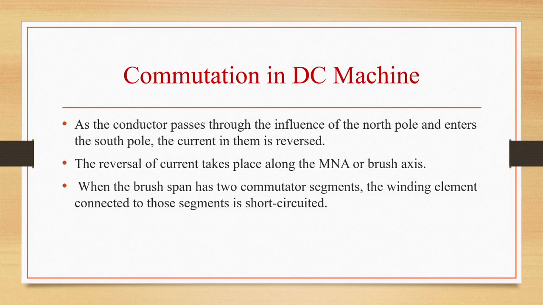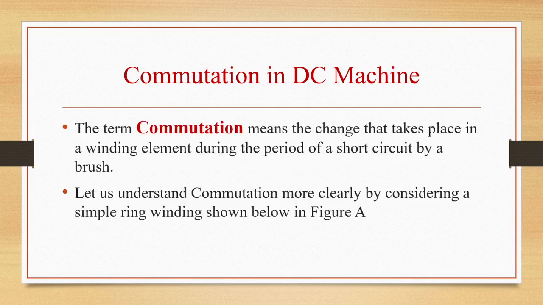So as the conductor passes through the influence of the north pole and enters the south pole, current in them will be reversed, and reversal of current will take place along the magnetic neutral axis or brush axis. When the brush span has two commutator segments, winding element connected to these segments will be short circuited. So what exactly is the term commutation? Commutation means change that takes place in a winding element during the period of a short circuit by a brush.